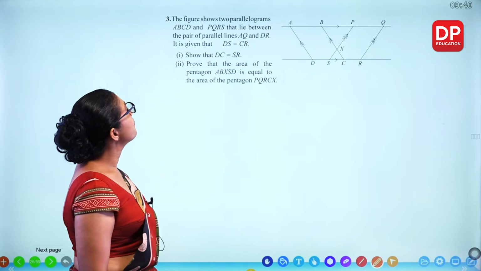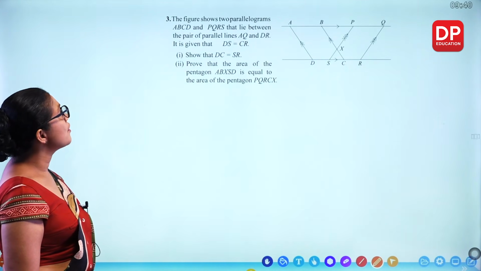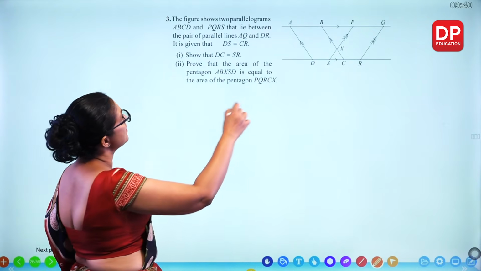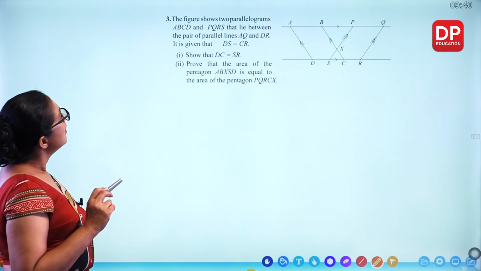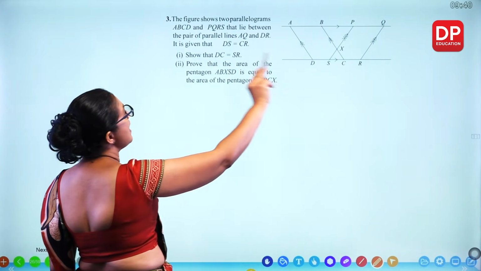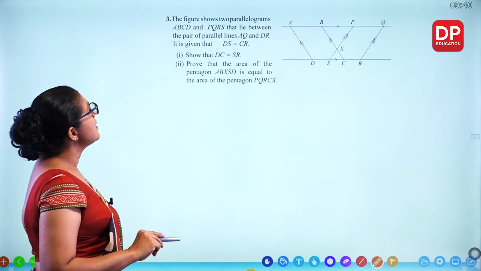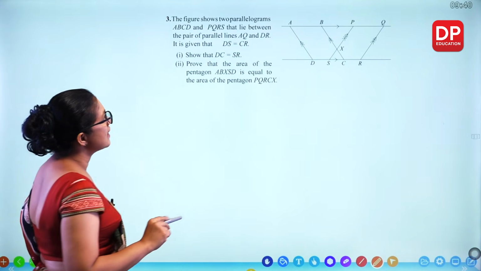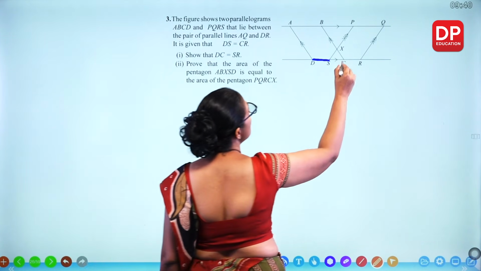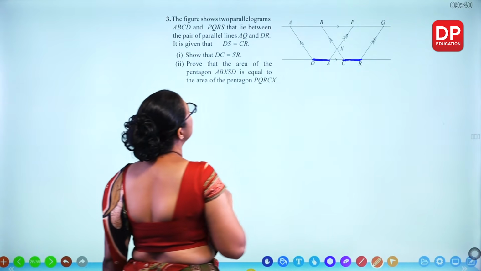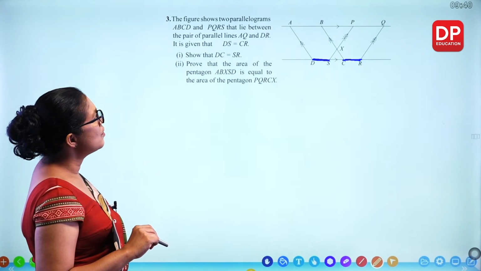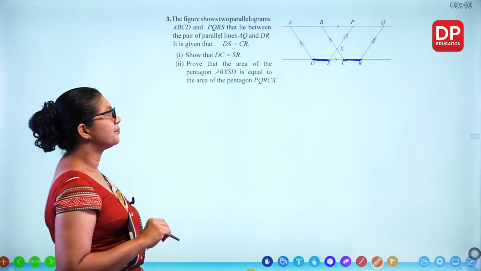Question number 3. The figure shows two parallelograms ABCD and PQRS that lie between the parallel lines AQ and DR. It is given that DS, this length DS is equal to CR. Show that DC is equal to SR.